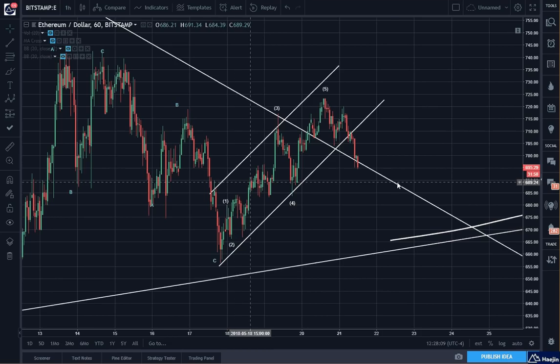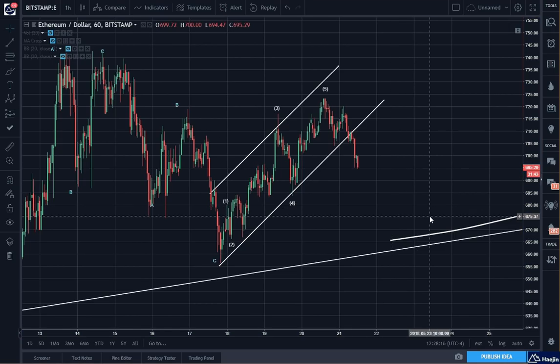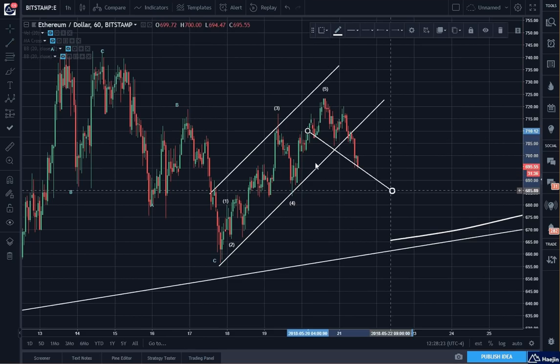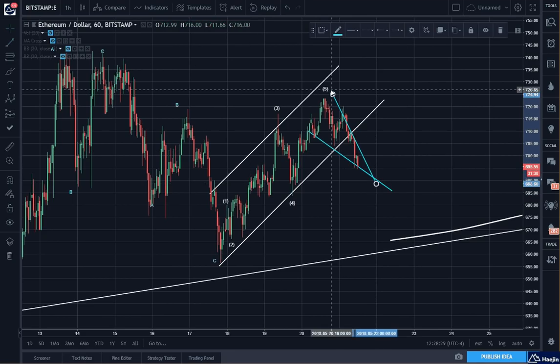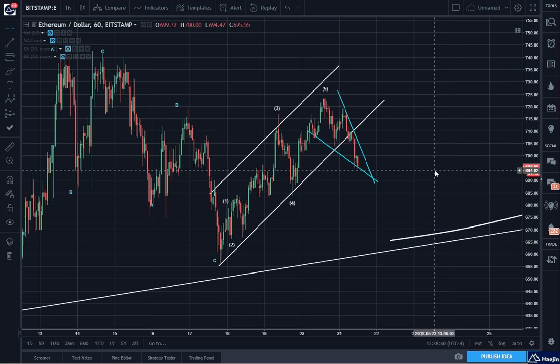Now, let me get rid of this line also. Can we see the pattern that is also present in Bitcoin? And I think pretty much yes, I think so. However, it's not as exactly, how should I say, form and fit on a downward wedge. But it still could apply, okay?